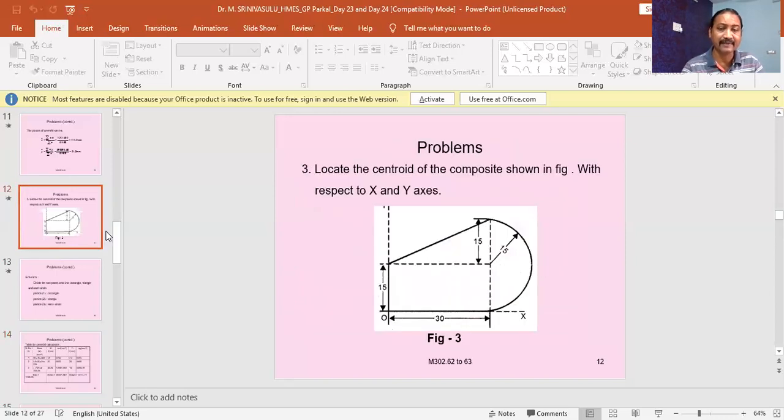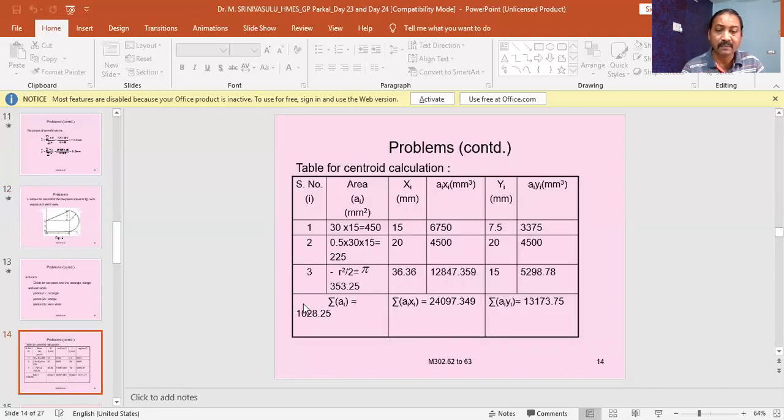Now coming to the third figure. The third one is the semicircle having a radius of 15 millimeters. So first the area is equal to pi into r square by 2. Generally the pi r square is the area for the full circle. Here we got a semicircle, nothing but the half of the circle. So therefore the area is equal to pi into r square by 2. So pi into r square by 2 is becoming 353.25 square millimeters.